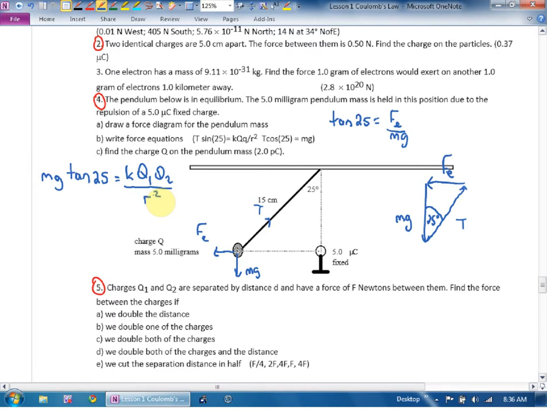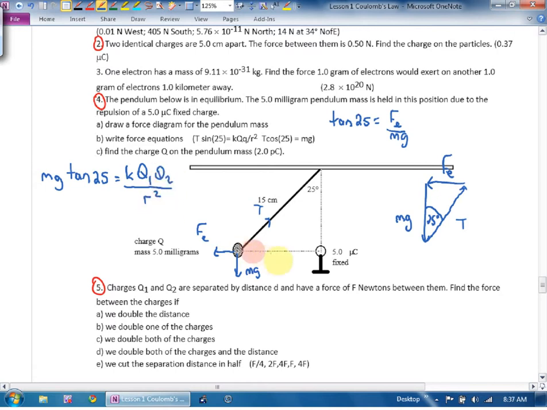Let's see. Do I know the mass? 5 milligrams. Milli is 10 to the negative 3, I think, if I recall. 0.005 grams. g, I know. Tan, I know. k, 9 times 10 to the 9th. That one's going to be showing up a lot this unit. You'll end up memorizing it because it's a nice one. Charge 1 is 5 microcoulombs. Mystery charge 2, I don't know.